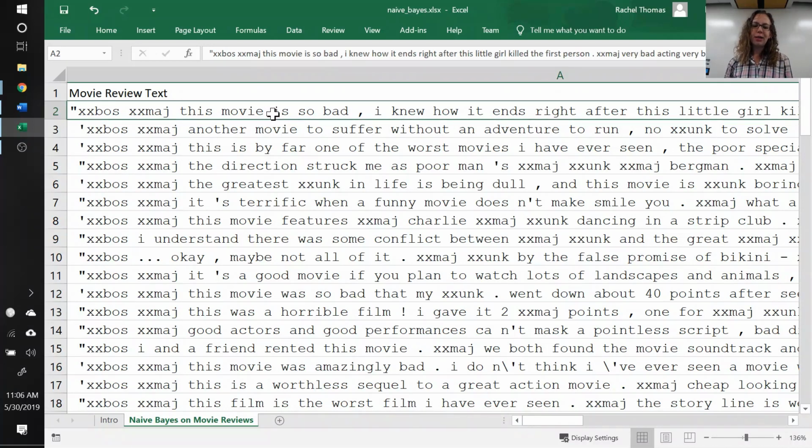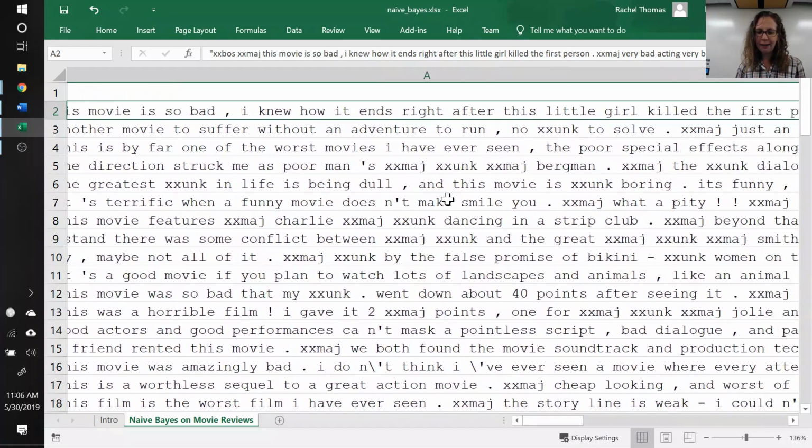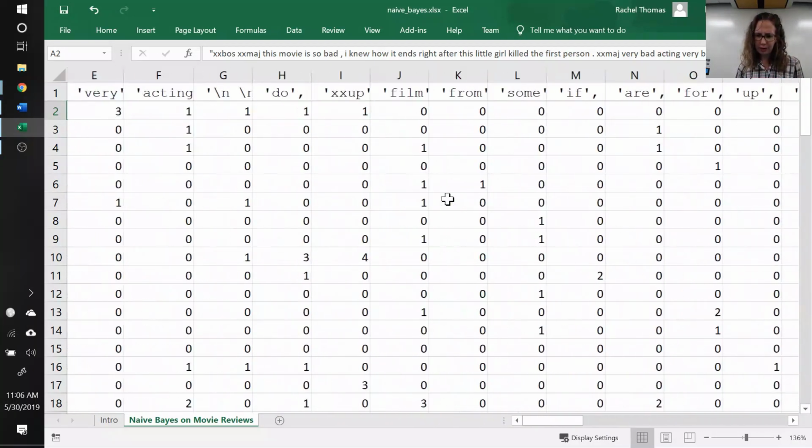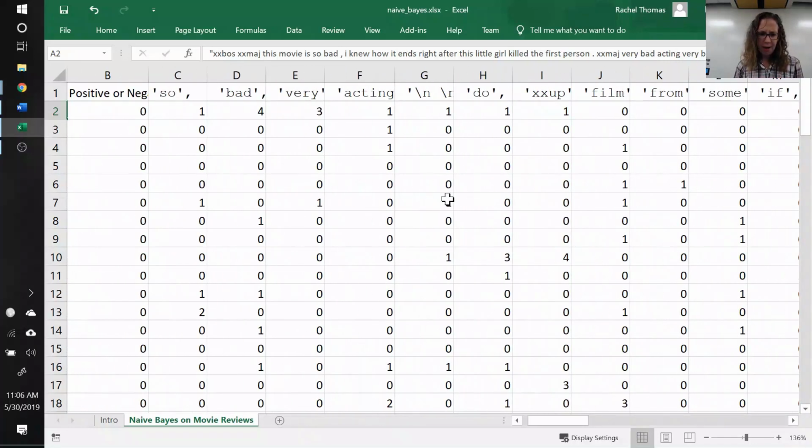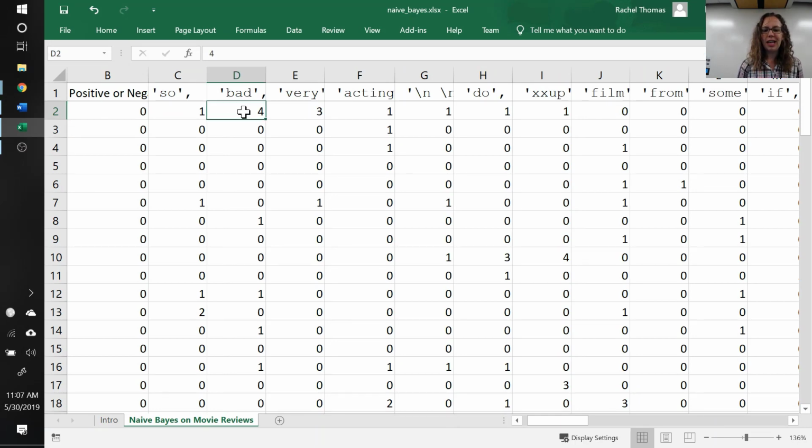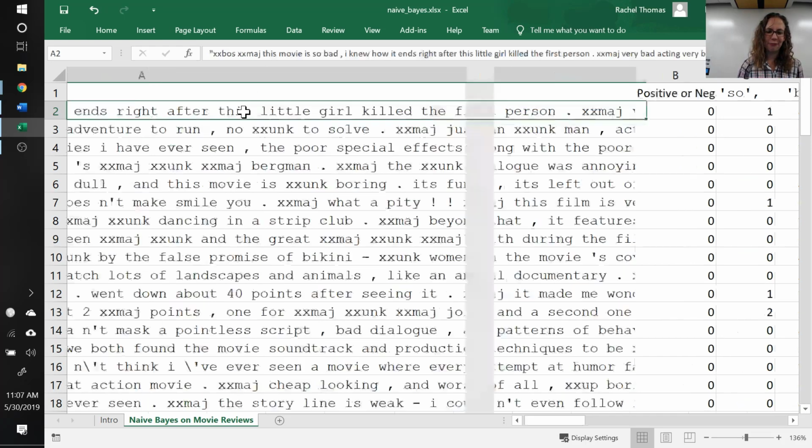So what I did was I picked out some of the shortest reviews just because they would be easier to look at. And then I just picked out some of the words in them. So here we've got a review, "This movie's so bad. I knew how it ends right after." We come over here, the class, positive or negative, and I've sorted them so all the negative reviews are first. And then just some of the words, and the word bad appears 4 times in this negative review.